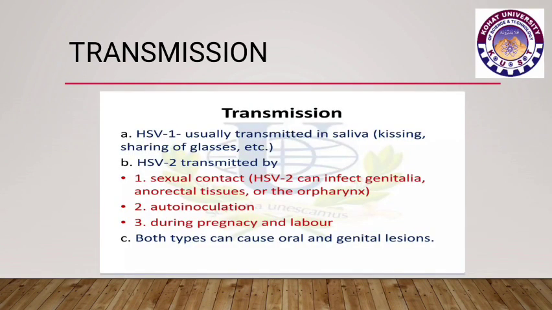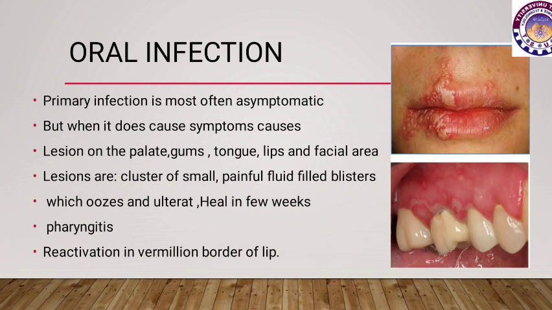The route of transmission: herpes simplex virus is usually transmitted in saliva and in other secretions of the body. HSV1 is usually transmitted in saliva, by kissing, sharing of glasses, etc., and HSV2 is transmitted by sexual contact. HSV can infect the genitalia, anorectal tissue, or the pharynx. Autoinoculation can occur, as can transmission during pregnancy and labor. Both types can cause oral and genital lesions. In oral and genital herpes, the primary infection is most often asymptomatic. Having said that, in oral herpes, when it does cause symptoms, it usually affects children.